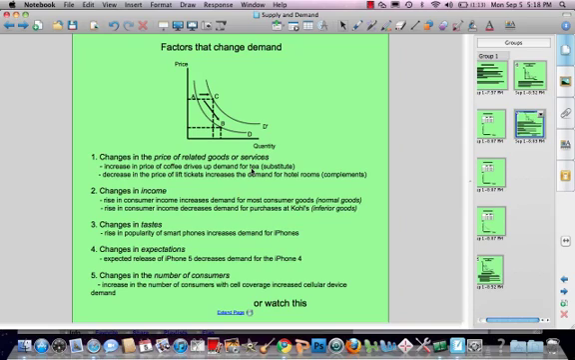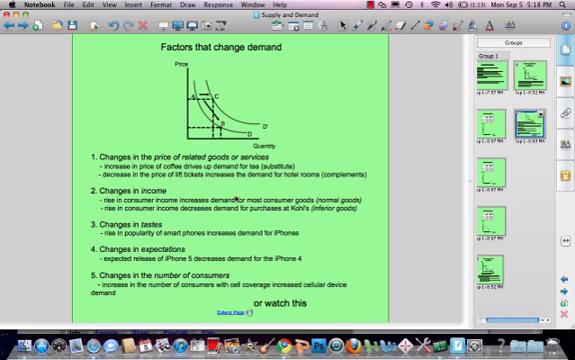Second example, a decrease in the price of lift tickets at a ski area increases the demand for hotel rooms. So let's think, a decrease in the price of lift tickets means more people are going to go to the mountains to go skiing. That will increase the demand for hotel rooms at any price. So you're going to see movement from here out to here. Those are, again, examples of the substitute effect and the complement effect.